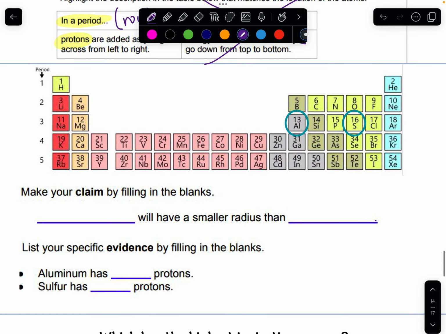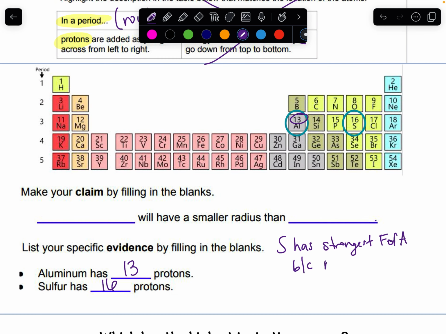So we know we want to compare protons. Aluminum has 13 protons, and I know that because of the atomic number. Sulfur has 16 protons. So which one has the strongest force of attraction? Sulfur has the strongest force of attraction. Again, I'm just going to write F of A, force of attraction, because it has the most protons.